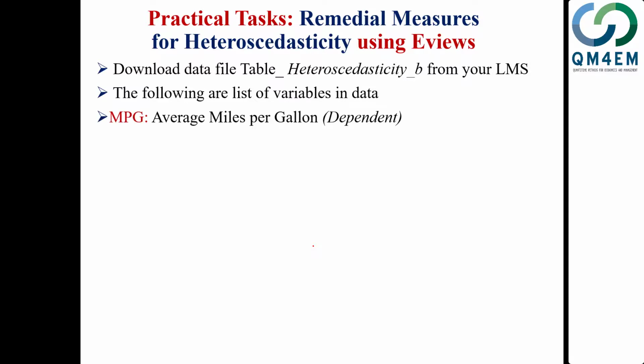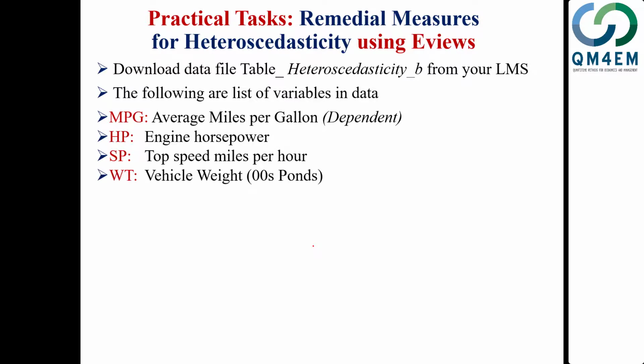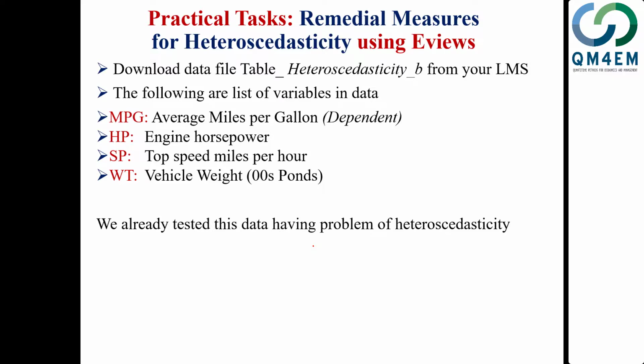So what I'm going to do is I'm going to use that same heteroscedastic data we used last time, and let me refresh your memories with that data. This data has the following list of variables. We have the average miles per gallon as a dependent variable, which is represented by mpg, and then there was a second variable hp, which was for engine horsepower. Then there was SP variable, which was top speed in miles per hour, and then there was a third explanatory variable, which was WT, that was vehicle weight, and that was in pounds.